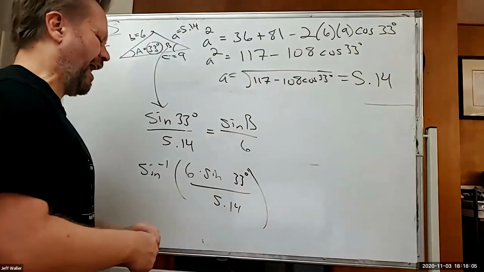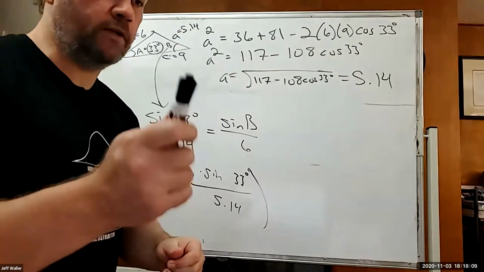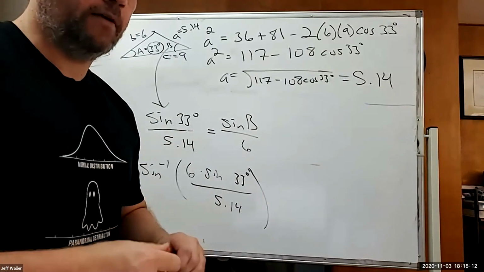I got a domain error. Did I just type it in wrong? You did. Make sure you're in degrees, not radians. Oh, okay. Thank you. Yeah.